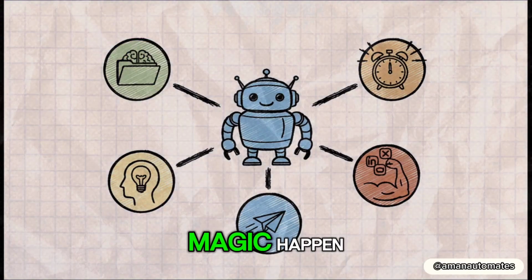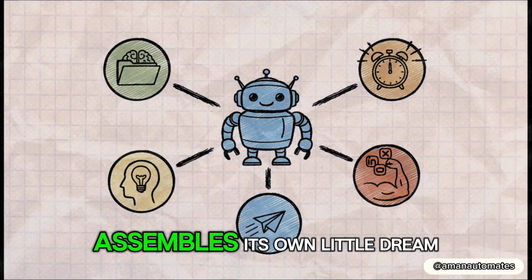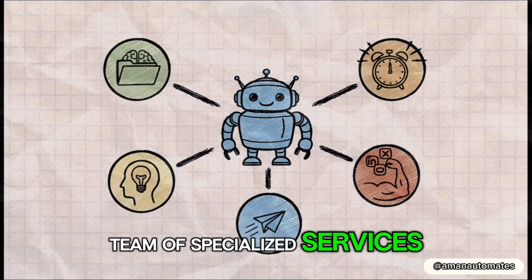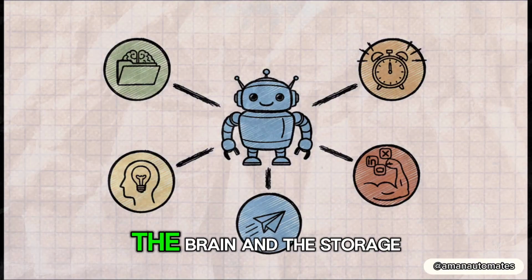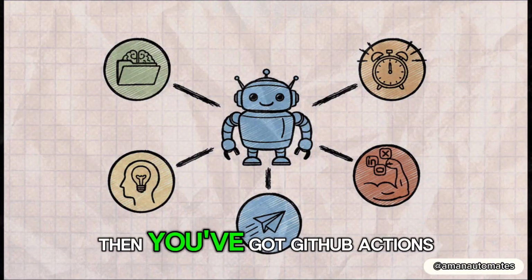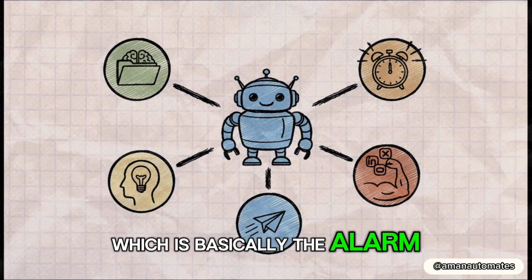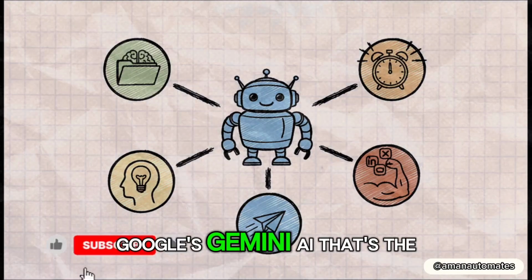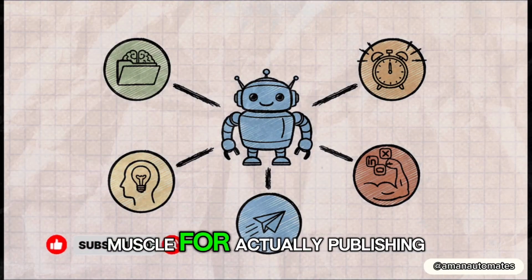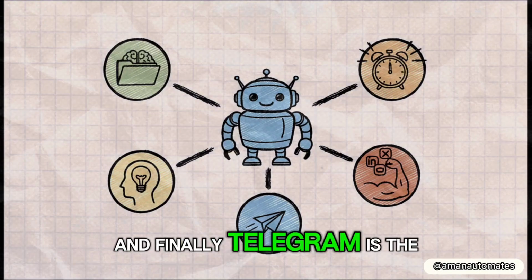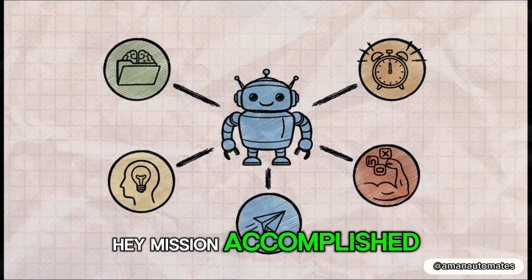Now, to make all this magic happen, the script basically assembles its own little dream team of specialized services. Think of it like this. Google Sheets and Drive, that's the command center, the brain, and the storage. Then you've got GitHub Actions, which is basically the alarm clock that wakes everybody up. Google's Gemini AI, that's the creative copywriter. The Meta API provides the muscle for actually publishing. And finally, Telegram is the messenger, letting you know, hey, mission accomplished.